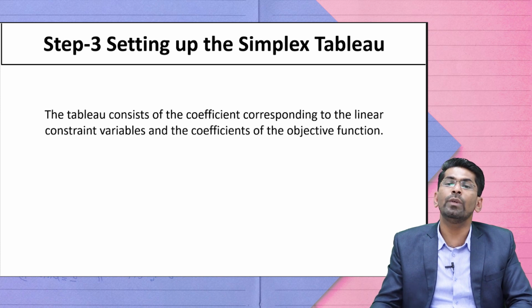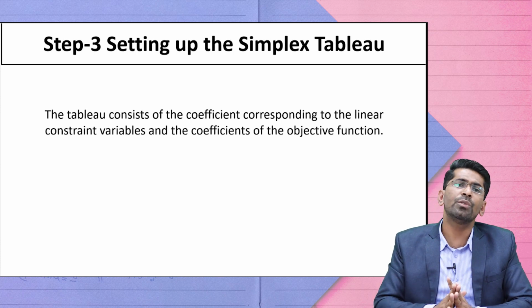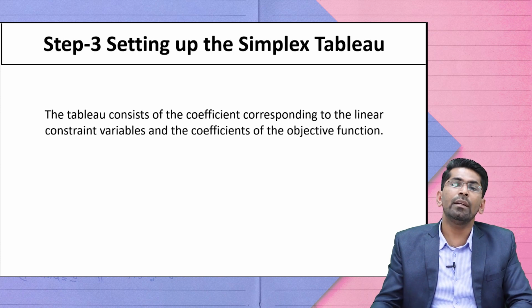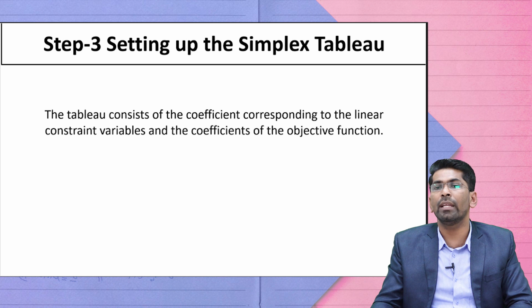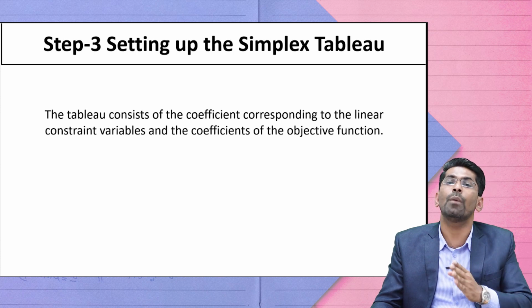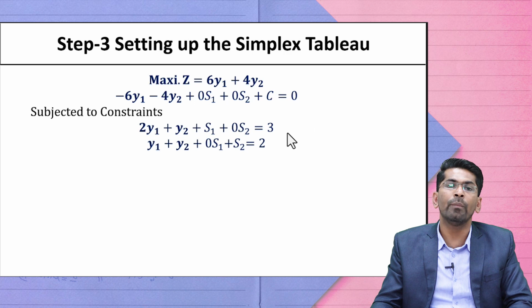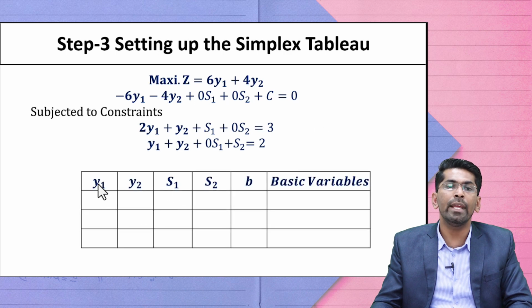The simplex tableau is used to perform row operations on the linear programming problem, as well as to check the optimality of the solution. The table is organized in such a way that the coefficients of the decision variables, the slack variables, along with the coefficients of the objective function, are written in tabular format. So I am introducing the simplex tableau using our problem. We have two decision variables here, y1 and y2, then two slack variables s1 and s2, then the constants of the constraints, that is b.